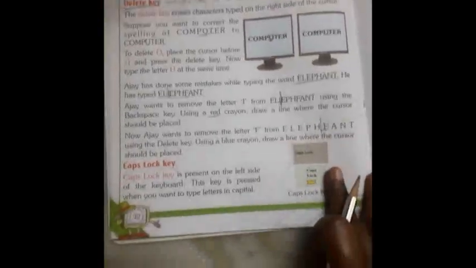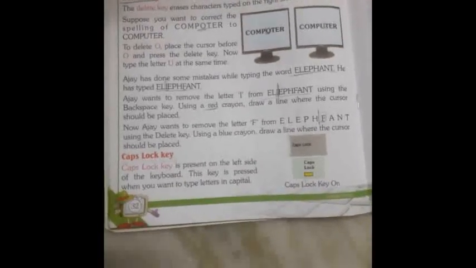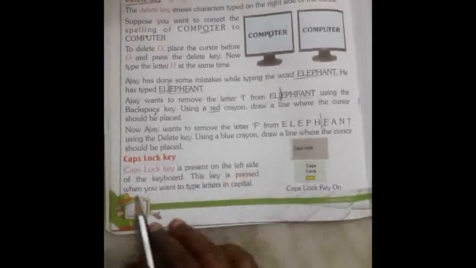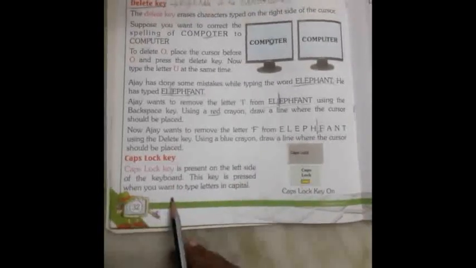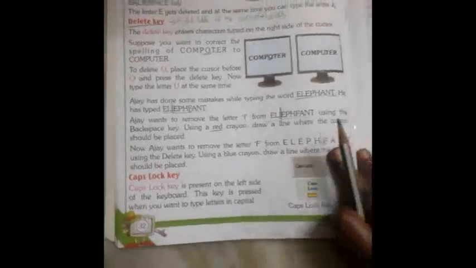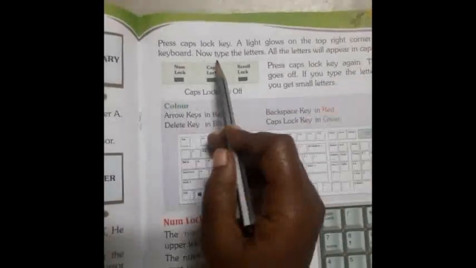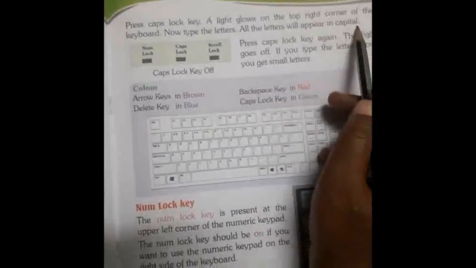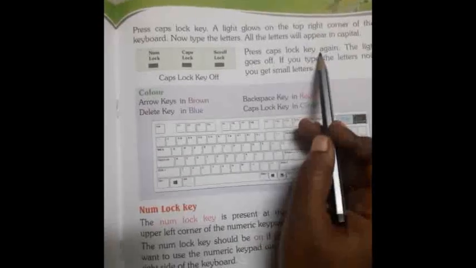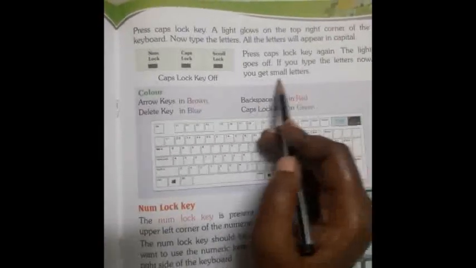What are those keys? The first key is, children, the caps lock key. So what is the caps lock key? Caps lock key is present on the left side of the keyboard. This key is pressed when you want to type letters in capital. Press the caps lock key. A light glows on the top right corner of the keyboard. Now type the letters. All the letters will appear in capital. Press the caps lock key again. The light goes off. If you type the letters now, you get small letters.